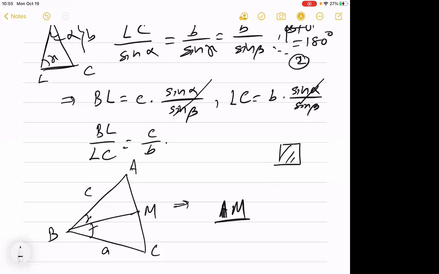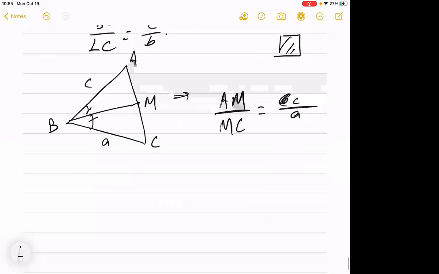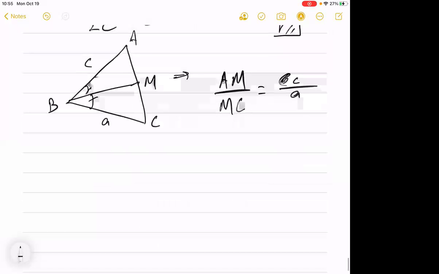AM divided by MC is equal to c divided by a, this is little c divided by a. Yes, that's it. Good. Thanks. And similarly for the other sides.